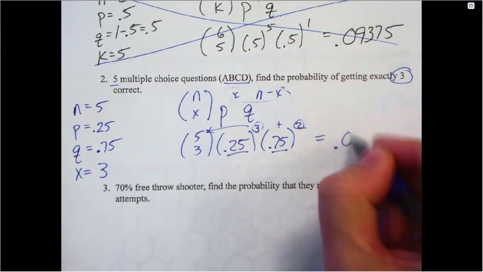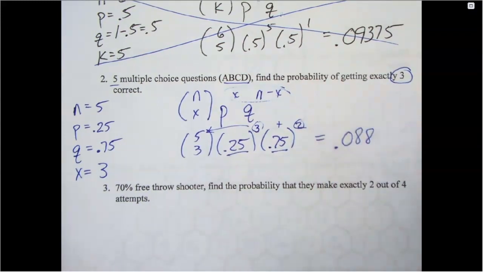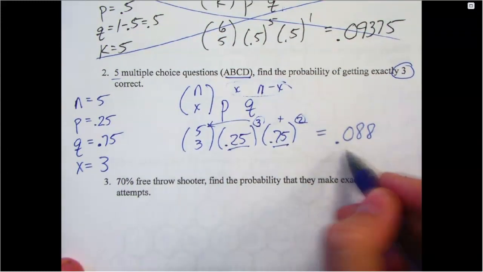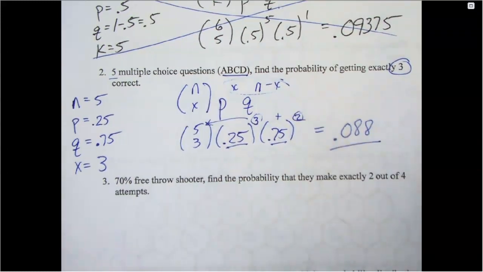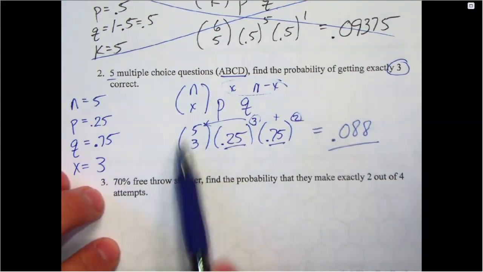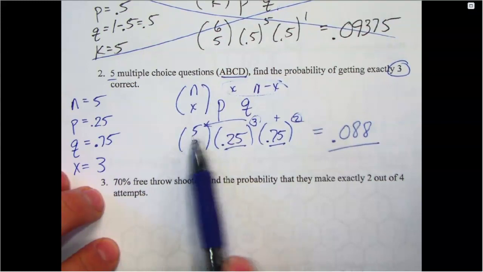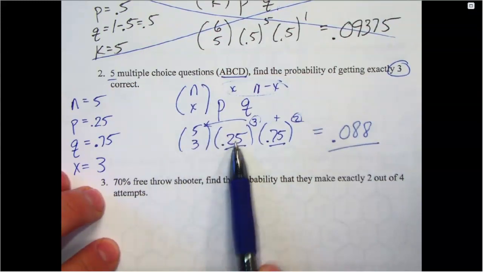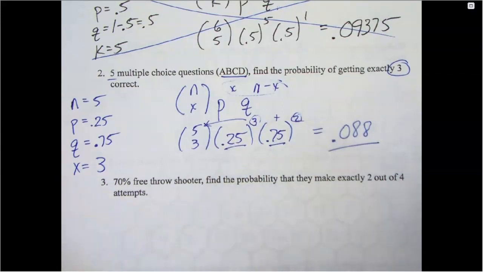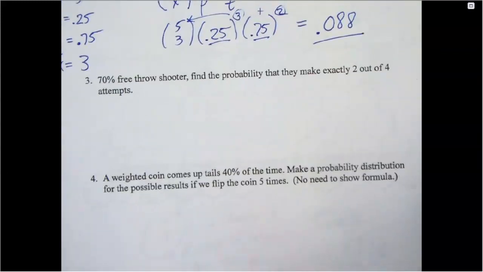So I got 0.088. Agree? So that's the probability that if I'm randomly guessing, I'm going to get 3 questions right. That has to do with the fact that I don't know which 3 questions. So this accounts for all the different possibilities, and then this is the probability of getting them right. I want 3 right. This is the probability of getting them wrong, and I want 2. Questions on that one anywhere? Where did you get this from? Why did you put this here? Okay, try the next one.